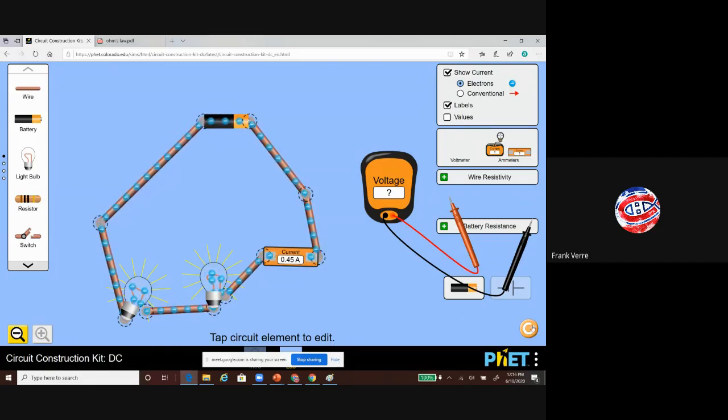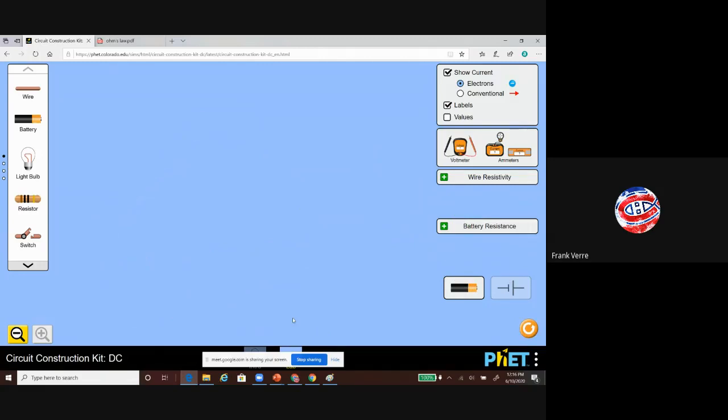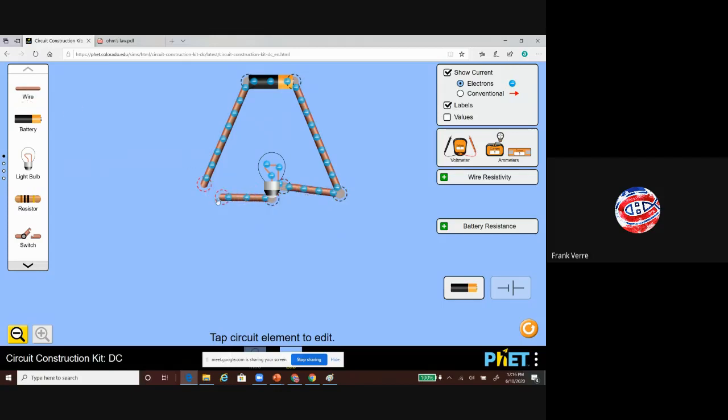So then what we can do is make a parallel circuit. Remember, a parallel circuit is where you have more than one path. So for example, I can put a light bulb here, like this. So there is one light bulb, okay? I can then add another pathway, like this.